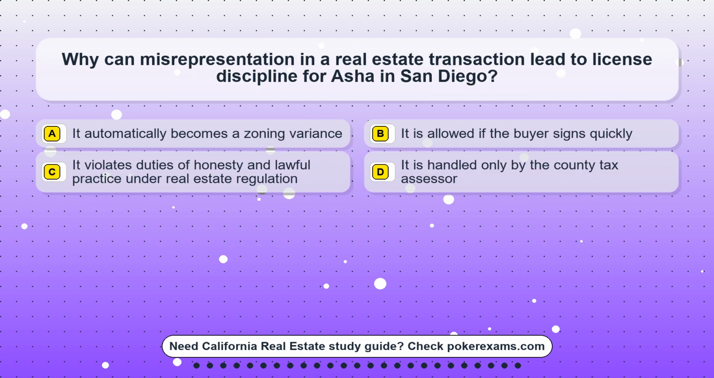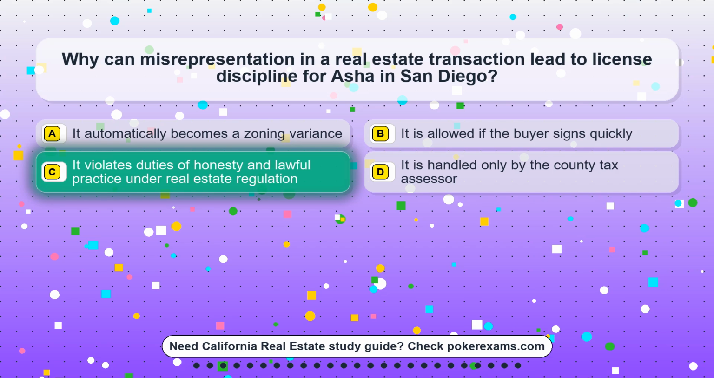Question 20. Why can misrepresentation in a real estate transaction lead to license discipline for OSHA in San Diego? Option A. It automatically becomes a zoning variance. Option B. It is allowed if the buyer signs quickly. Option C. It violates duties of honesty and lawful practice under real estate regulation. Option D. It is handled only by the county tax assessor.